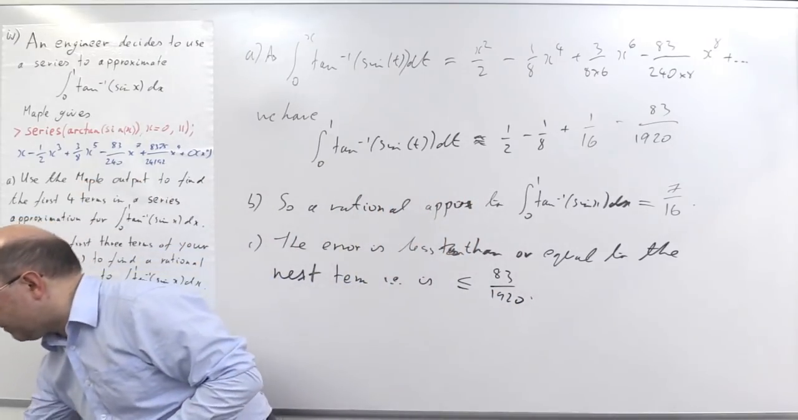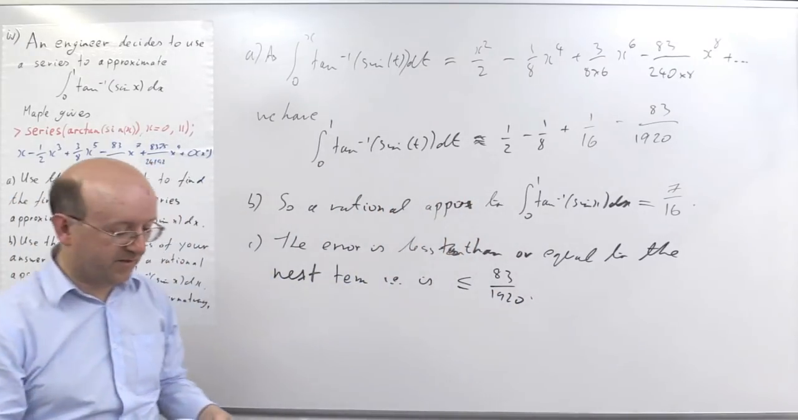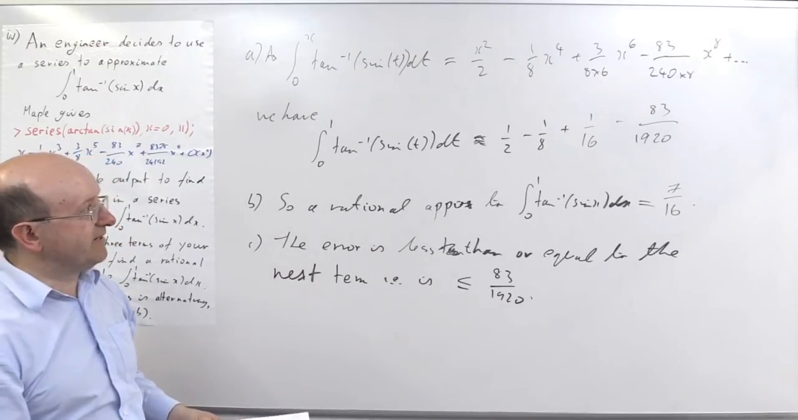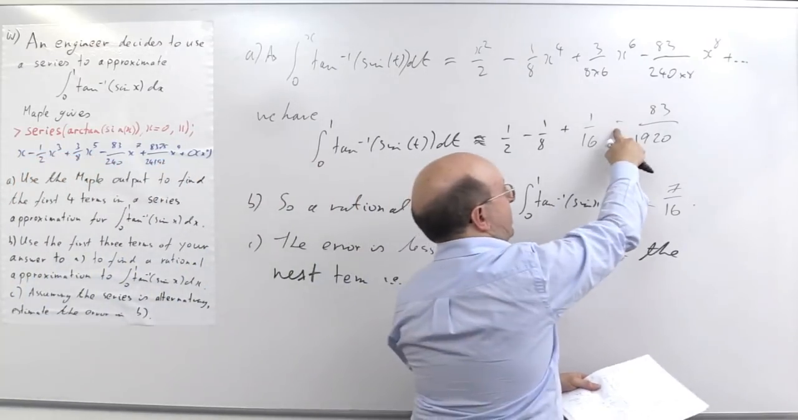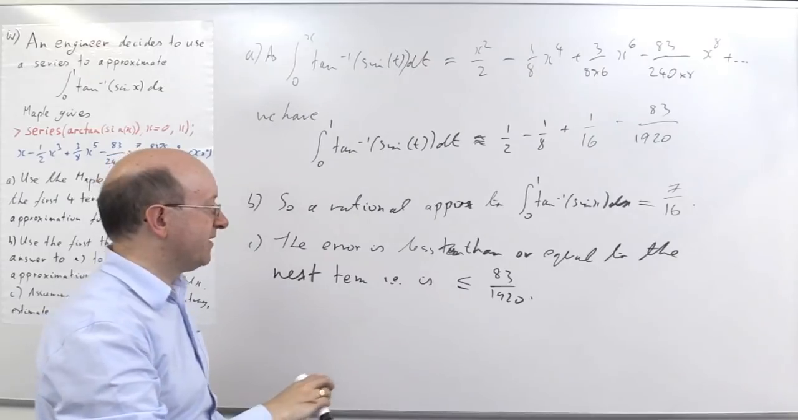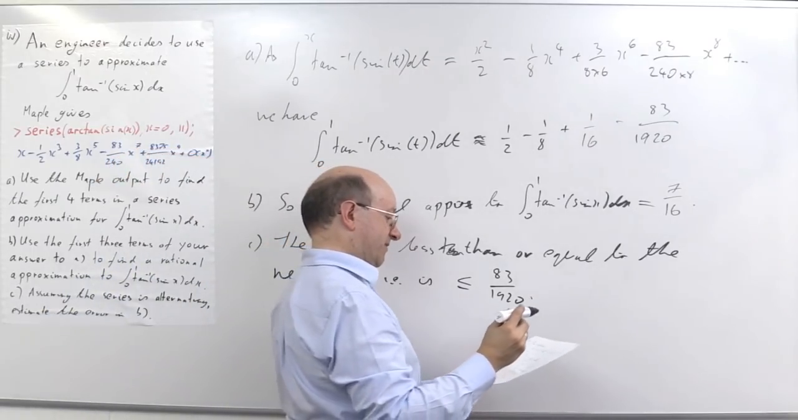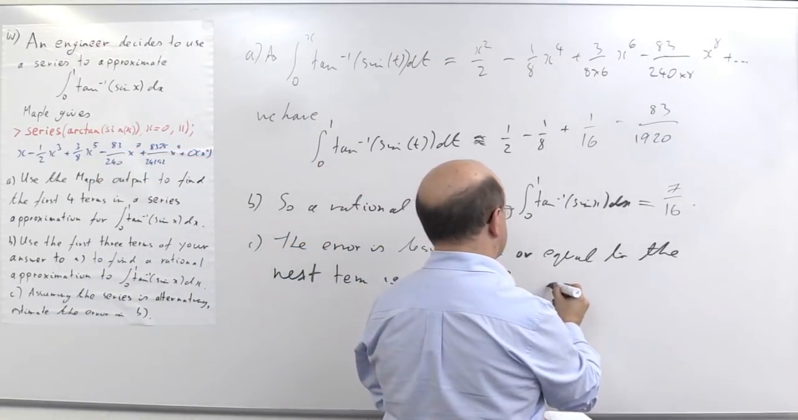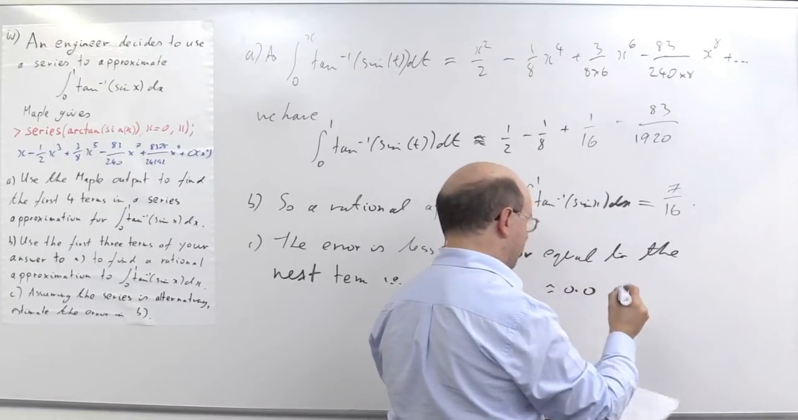Now, you're not asked to put that in decimals or anything like that, but if you did want to, I mean, it's the absolute value. You forget the sign here always when you're estimating error. That is approximately, I got my calculator out, that's approximately 0.043.